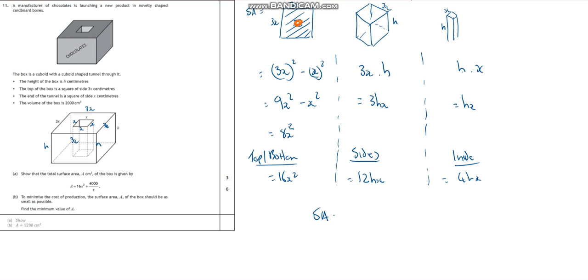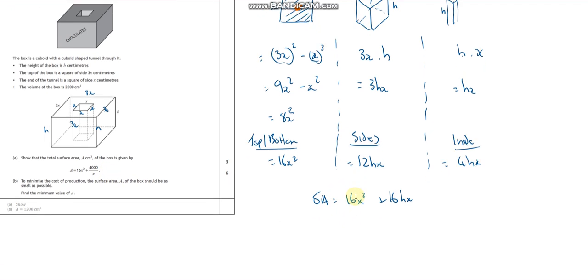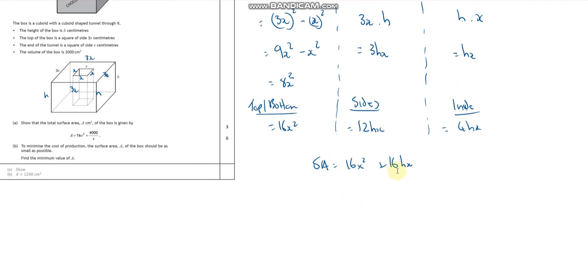So my surface area is going to be 16x squared plus 16hx, because 12hx plus 4hx. So let's have a look. Am I close? Yeah, I'm pretty close. Just need to get rid of this h, don't I? Because that's a tick. And then I've got an x over here. That's fine, a number. But the h hopefully will give me that 4,000. So let's think, how can I do an equation for h? Well, we know that the volume is 2,000.